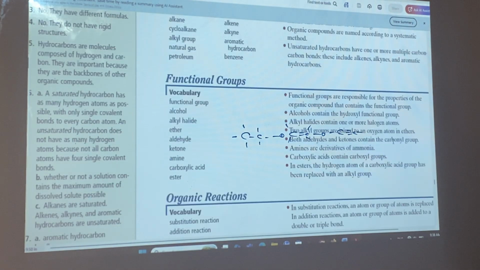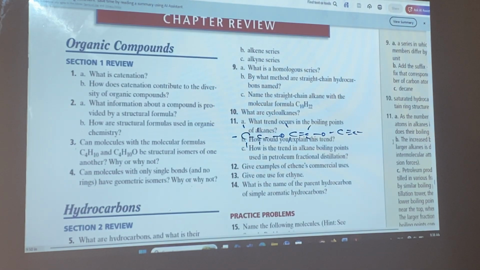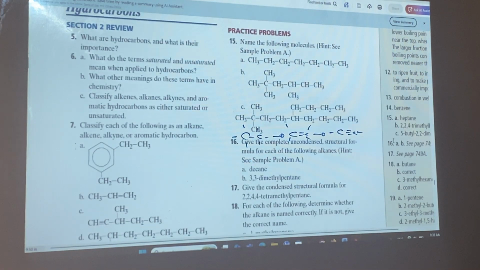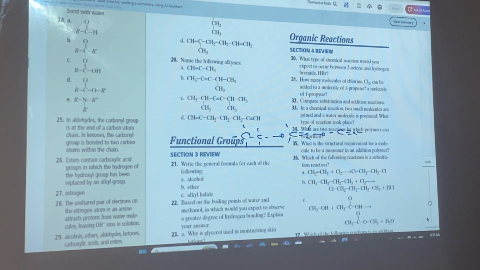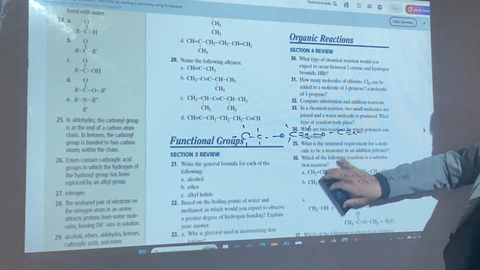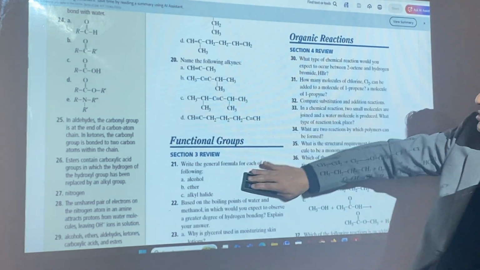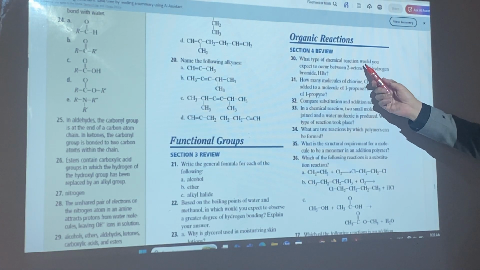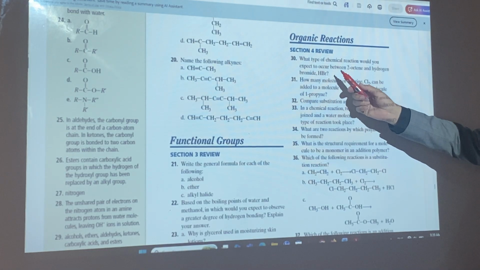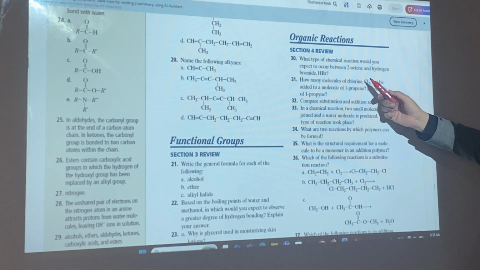We have some questions in the chapter review. We will try to solve them together. We have here some questions about organic reactions. The first question: what type of chemical reaction would you expect to occur between 2-octene and hydrogen bromide?